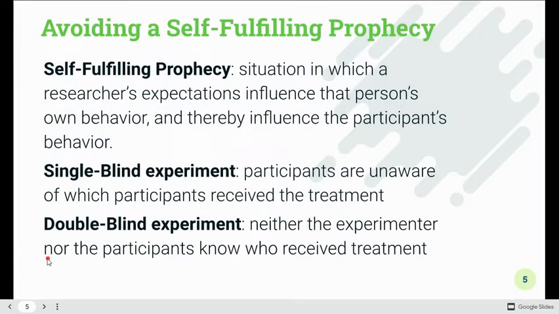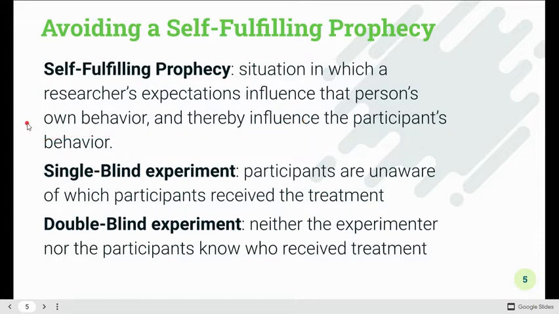Our first idea here is the self-fulfilling prophecy. And the idea with the self-fulfilling prophecy is that a person's expectations influence their behavior. So in the case of research, if the researcher has expectations that the steroids are going to somehow influence the rats to be more aggressive, they might be subtly doing things to the experimental group to make them more aggressive, right? Influencing the participants' behavior.